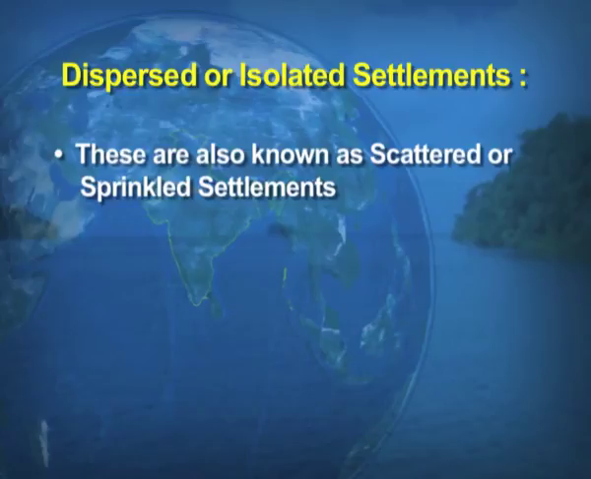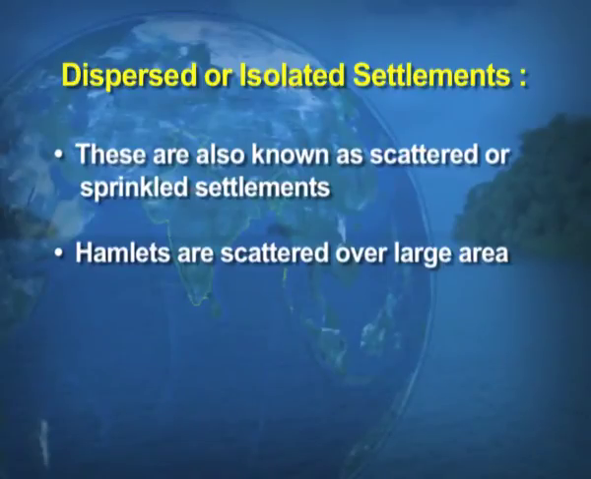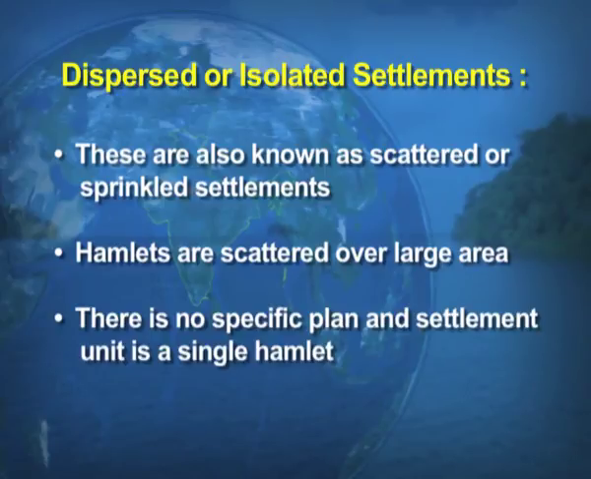Now, the last type is dispersed or isolated settlements. These settlements are known as scattered or sprinkled settlements because they are dispersed. Hamlets are scattered over large areas. There is no specific plan and the settlement unit is a single hamlet. Because it is a single hamlet, there is hardly any plan, as we have discussed the linear shape, rectangular shape, star shape. So, these shapes are not found in the dispersed settlements. And lastly, the settlements are found in the form of isolated huts.